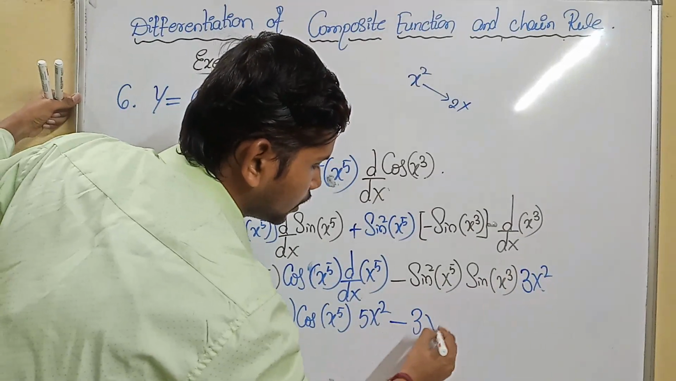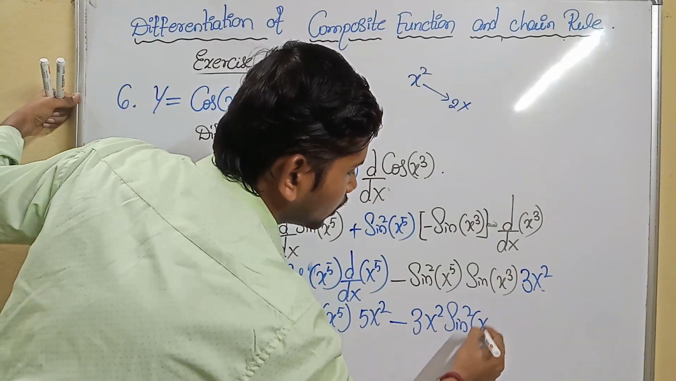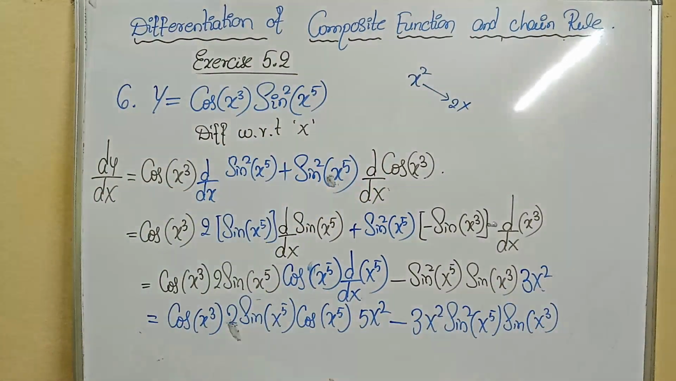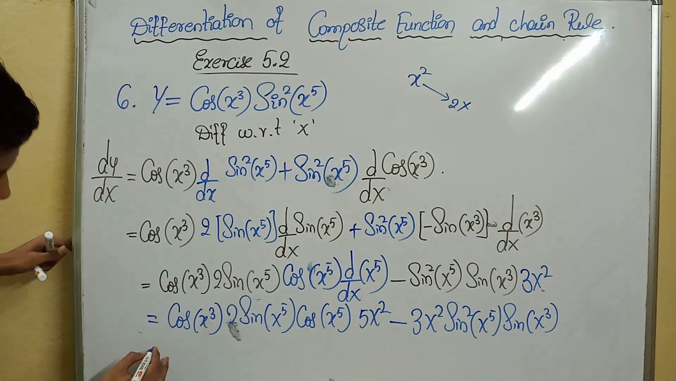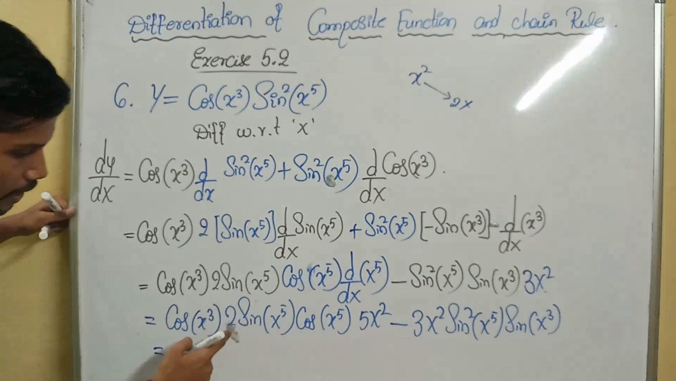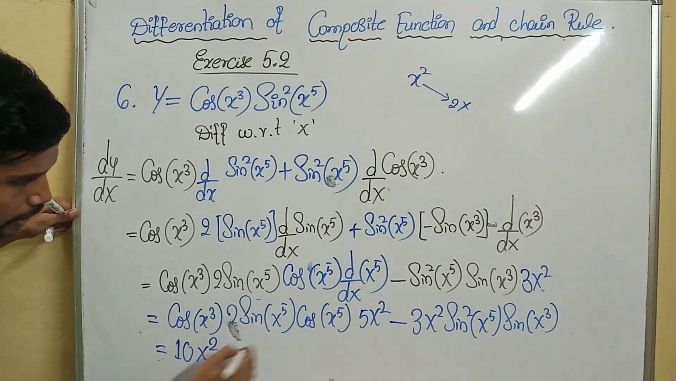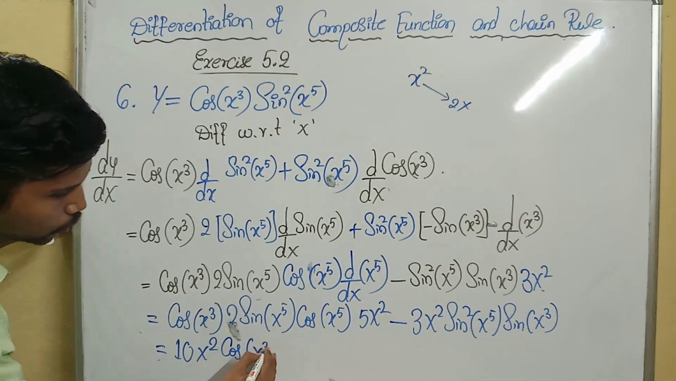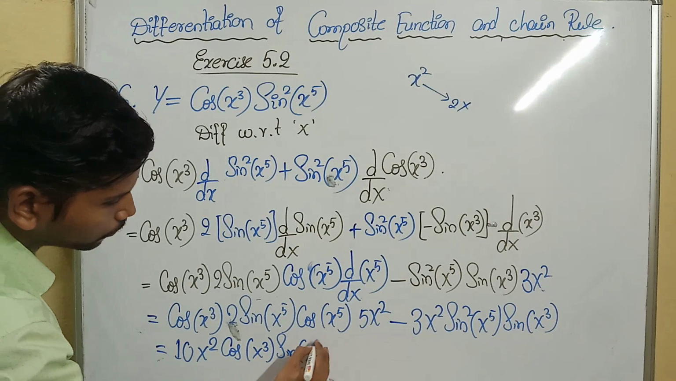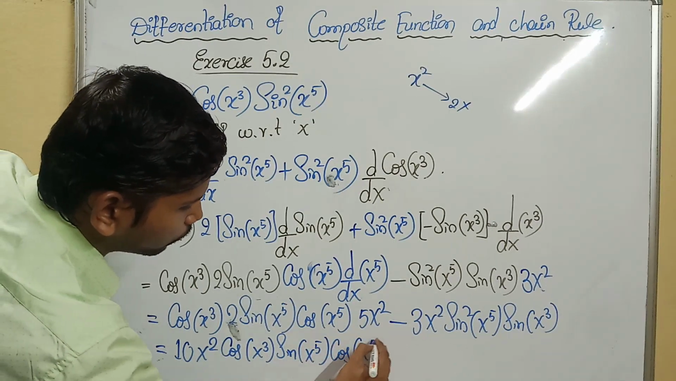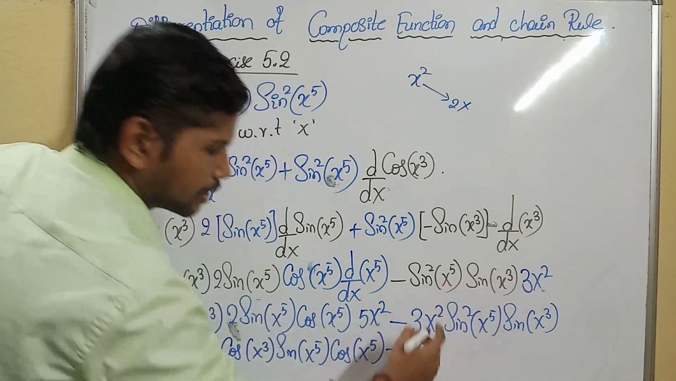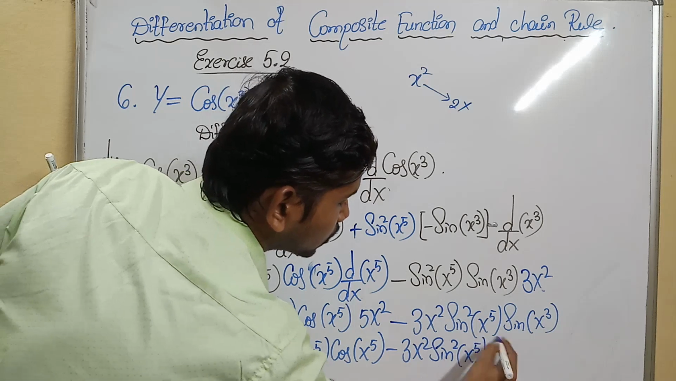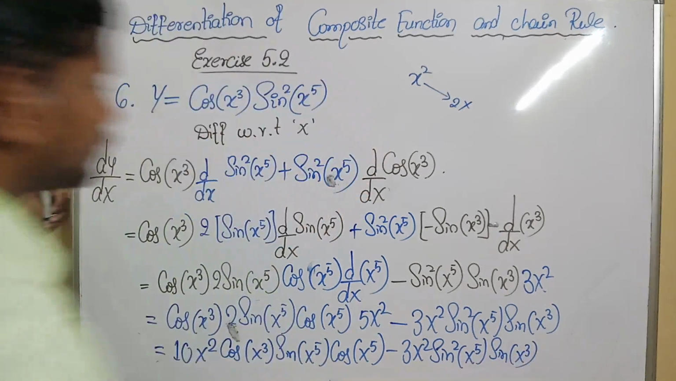I will write initially 3x square sine square of x to the power 5 sine of x cube, because I wrote 3x square initially. Okay, got it? Then after this one, total answer, I'd like to write this as 5 2s are 10x square, next cos of x cube sine of x to the power 5 cos of x to the power 5, minus 3x square, this term as it is, sine 3x square sine square of x to the power 5 sine of x cube. Okay.